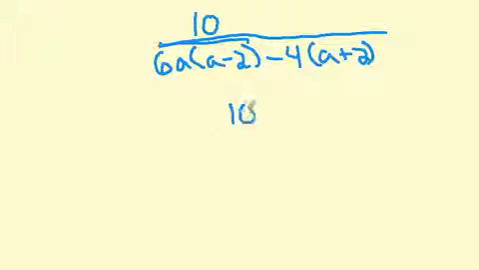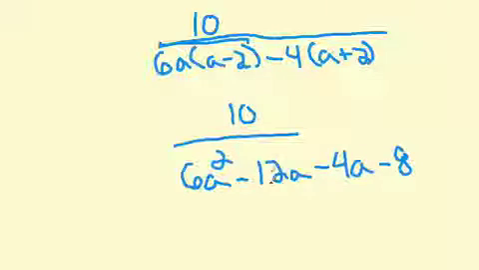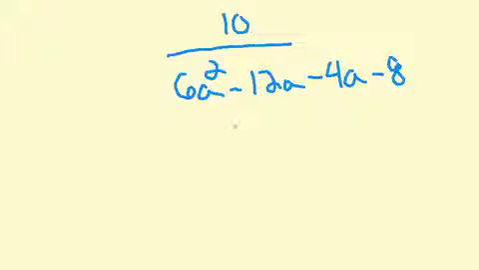So the 10 can stay the same, and let's go ahead and do some simplification down at the bottom. Distribute the 6a. 6a times a is 6a squared, times the negative 2 is negative 12a. Keep on going across. Distribute the negative 4. Negative 4 times a is negative 4a. Negative 4 times positive 2 is negative 8.